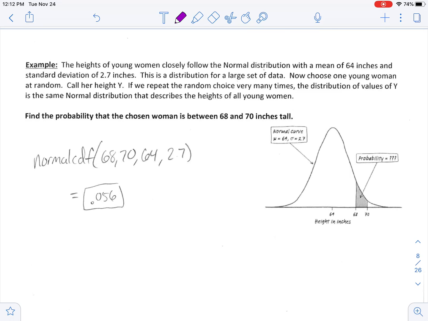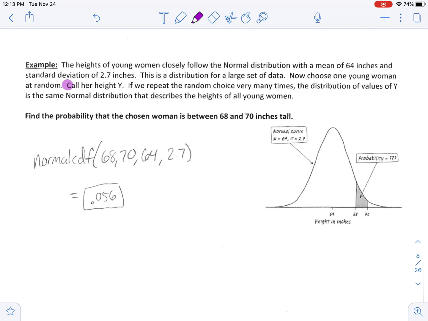All right, so here's what a problem looks like with continuous random variables. Our old friend, the normal distribution. The heights of young women follow closely the normal distribution with a mean of 64 inches and a standard deviation of 2.7. This is a distribution for a large set of data. Now choose one woman randomly, call her Y. If we repeat the random choice very many times, the distribution of values of Y is the same normal distribution that describes the heights of all women. Find the probability that the chosen woman is between 68 and 70 inches tall.